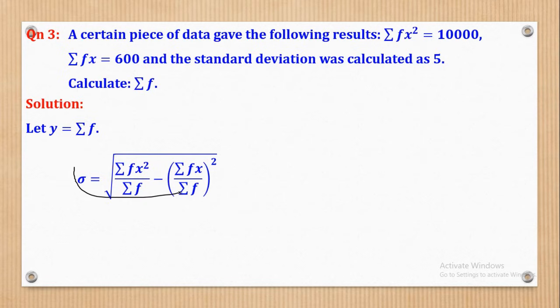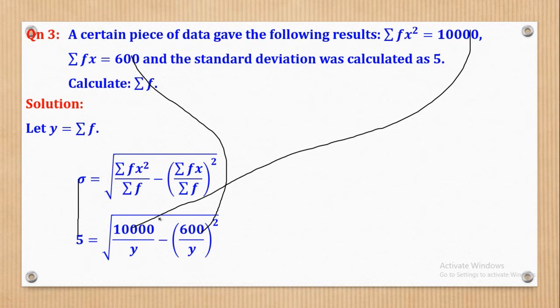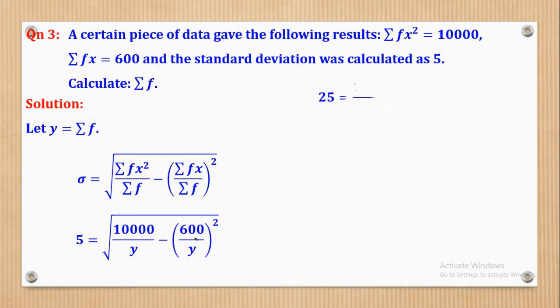I think we know it. So you come and substitute, standard deviation is there. Then summation of fx squared is 10,000. Summation of fx is 600. Summation of f is what they want, so let it be y. So I think we realize that we have only one unknown, which is y, so we have to simplify. So square both sides to come up with this line.